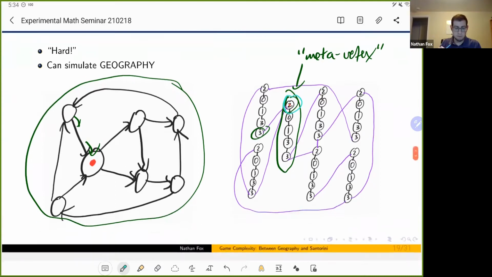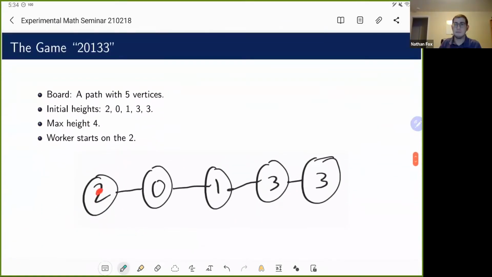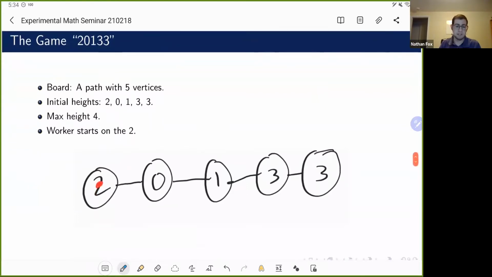So let's talk about why this works. I'm going to call the game that's played on each meta vertex, very cleverly, 20133. The board for a game of 20133 is a path with 5 vertices. The initial heights in order are 20133. The max height is 4, and the worker starts in the 2.